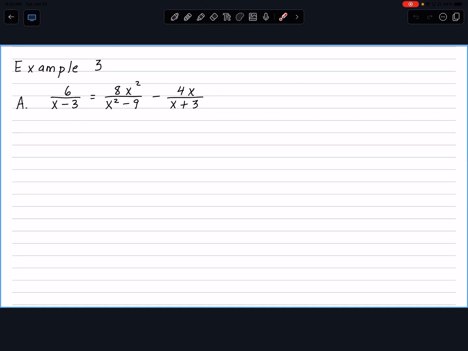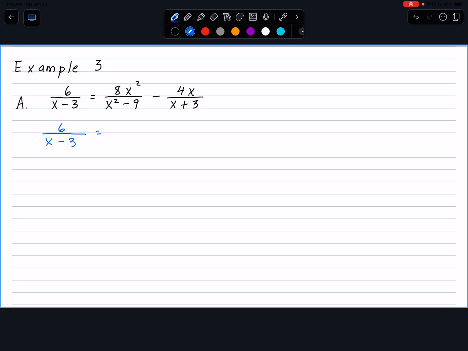Okay, so we are going to solve this equation involving rational expressions. Just like we've been doing in the past, we want to find the LCM. In order to find the LCM, the first thing we're going to do is factor our denominators completely. First fraction, already done for us, that's nice.